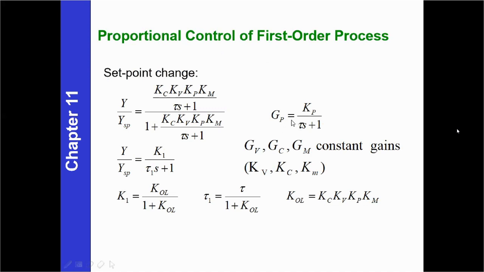And Gp equal to Kp over tau s plus 1. And Gv, Gc, and Gm are constant gain. So in this case, K1 equal to K_OL over 1 plus K_OL, and tau1 is tau over 1 plus K_OL. So in this case, K_OL is actually Kc, Kv, Kp, and Km, which is this term here.